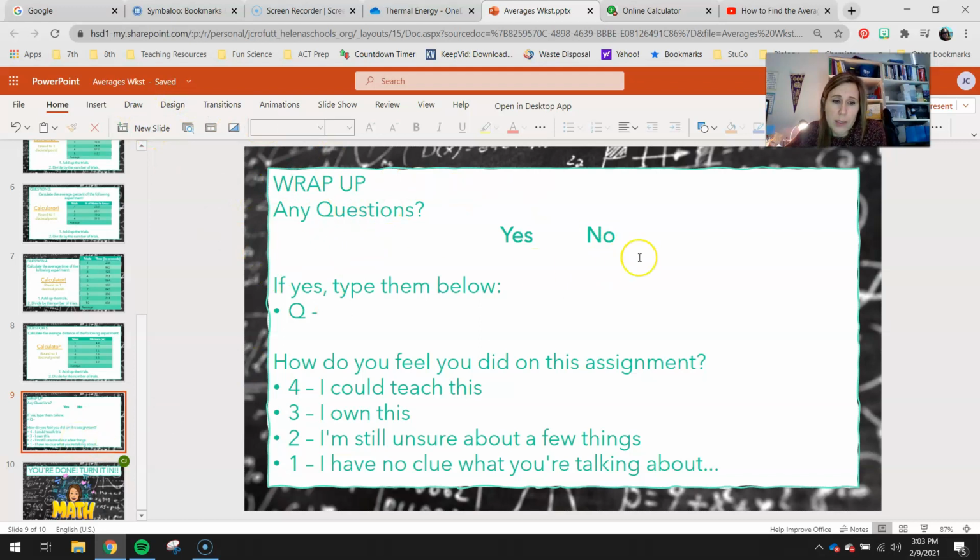So use the draw tool to circle yes or no. So do you have any questions? Obviously, if it's something that's preventing you from doing this assignment, let me know right away. Okay, if you have a question that's just random, you guys can type it in right there and I'll try to get back to you.